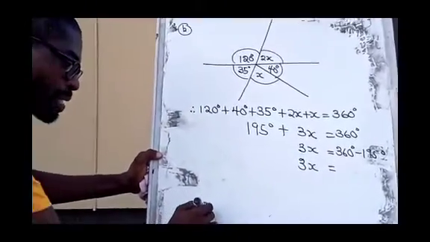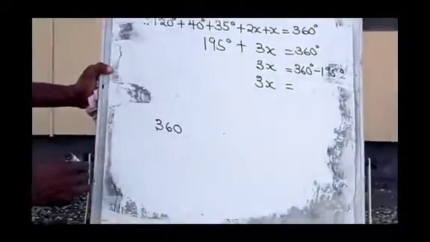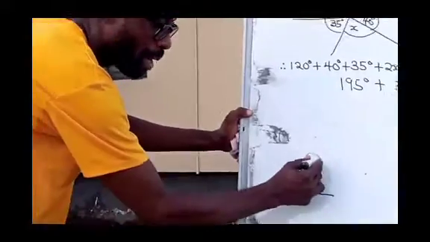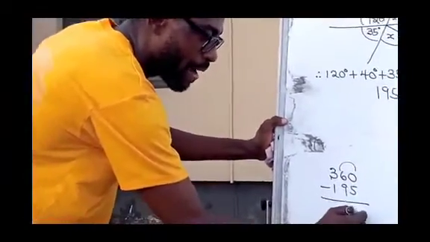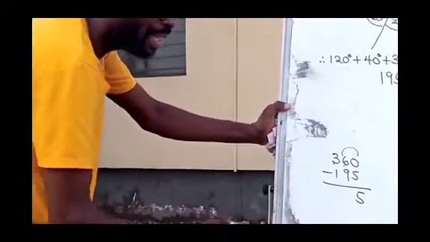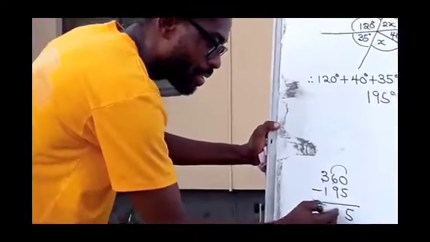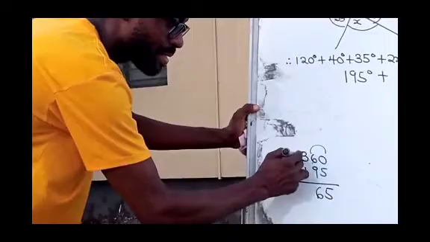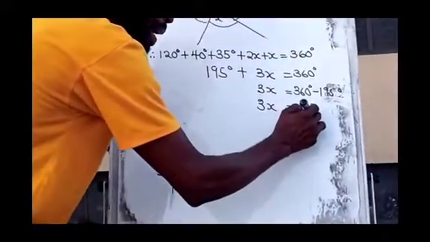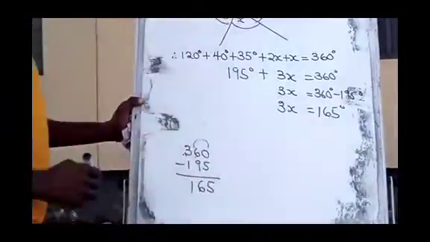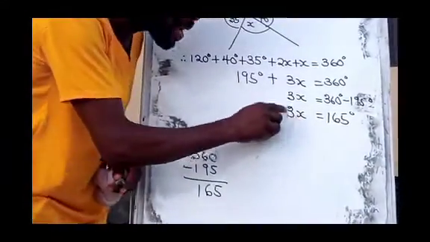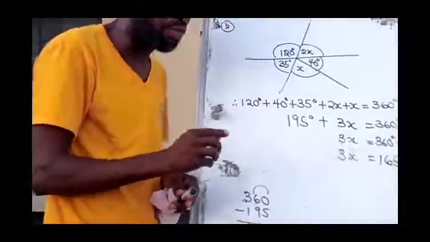Let's go through some subtraction here: 360 minus 195. We borrow 1, 10, we have 5. We borrow 1, becoming 15, and that will give us 6. This is now left with 2, and we have 1. So we have 165 degrees. We are solving for the angle x, and we have the coefficient of x, which is 3.